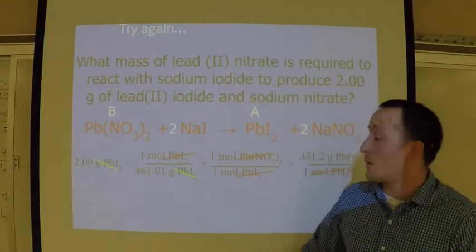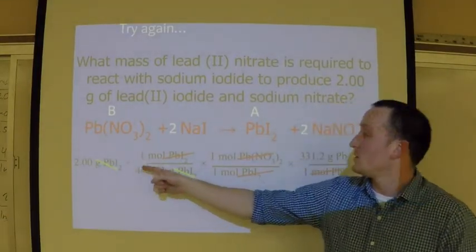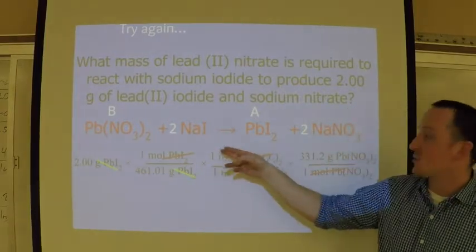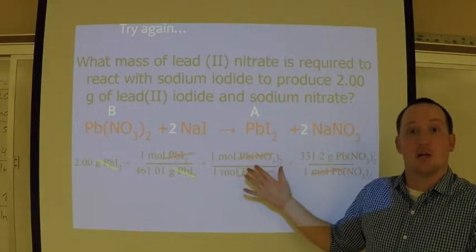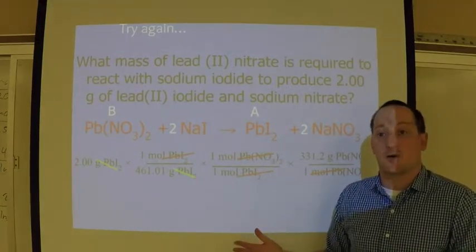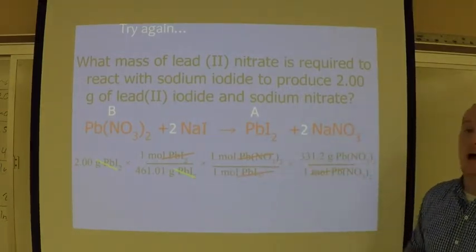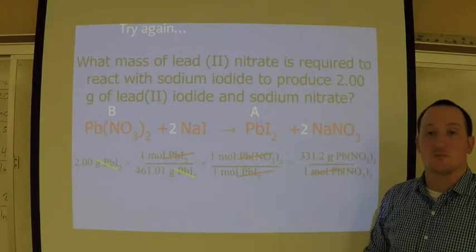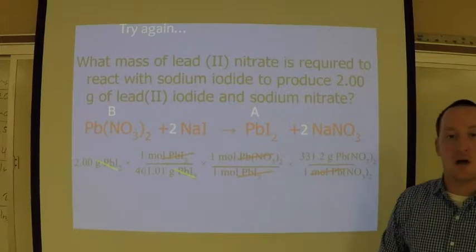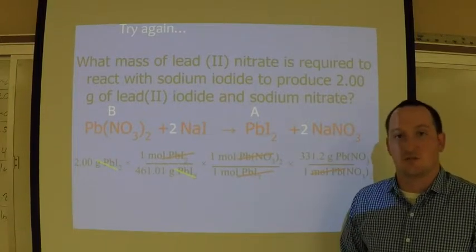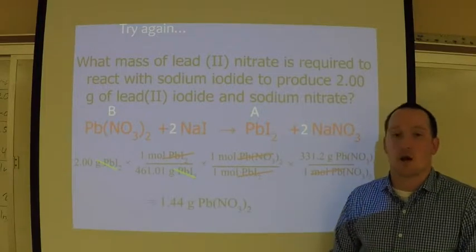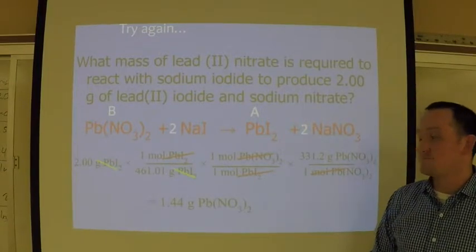To find my number, I'm going to do 2 divided by 461.01. Because these are both 1 over 1, I don't do anything, since it would be times 1 divided by 1. That's not going to do anything to my number. Then I would multiply by 331.2. Anytime you see a 1, you don't need to multiply or divide by that number because it's not going to do anything to your answer. And what I should get is 1.44 grams of lead 2 nitrate.